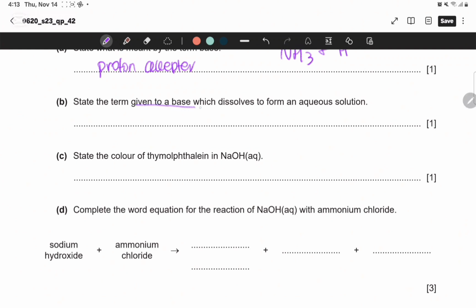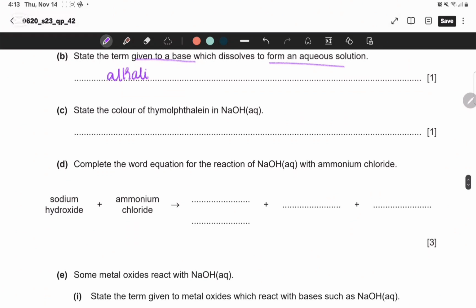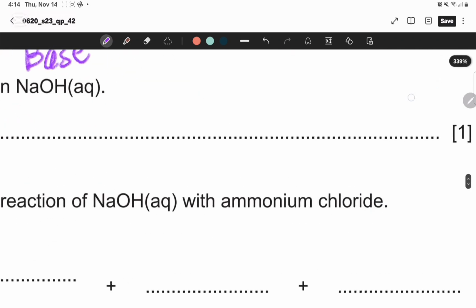The term given to a base which dissolves to form an aqueous solution is alkali. Okay? And here, state the color of thymolphthalein in NaOH. We know NaOH is a base, and thymolphthalein in a base is blue. Okay, there's a table you need to memorize.